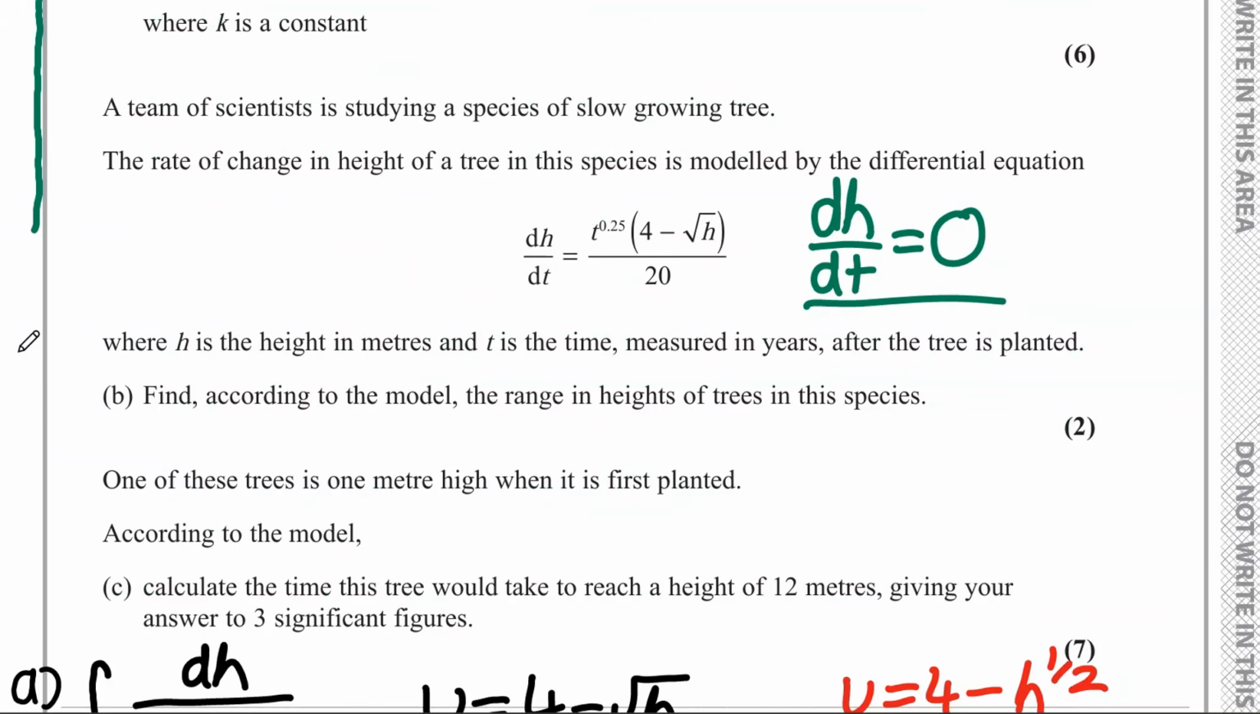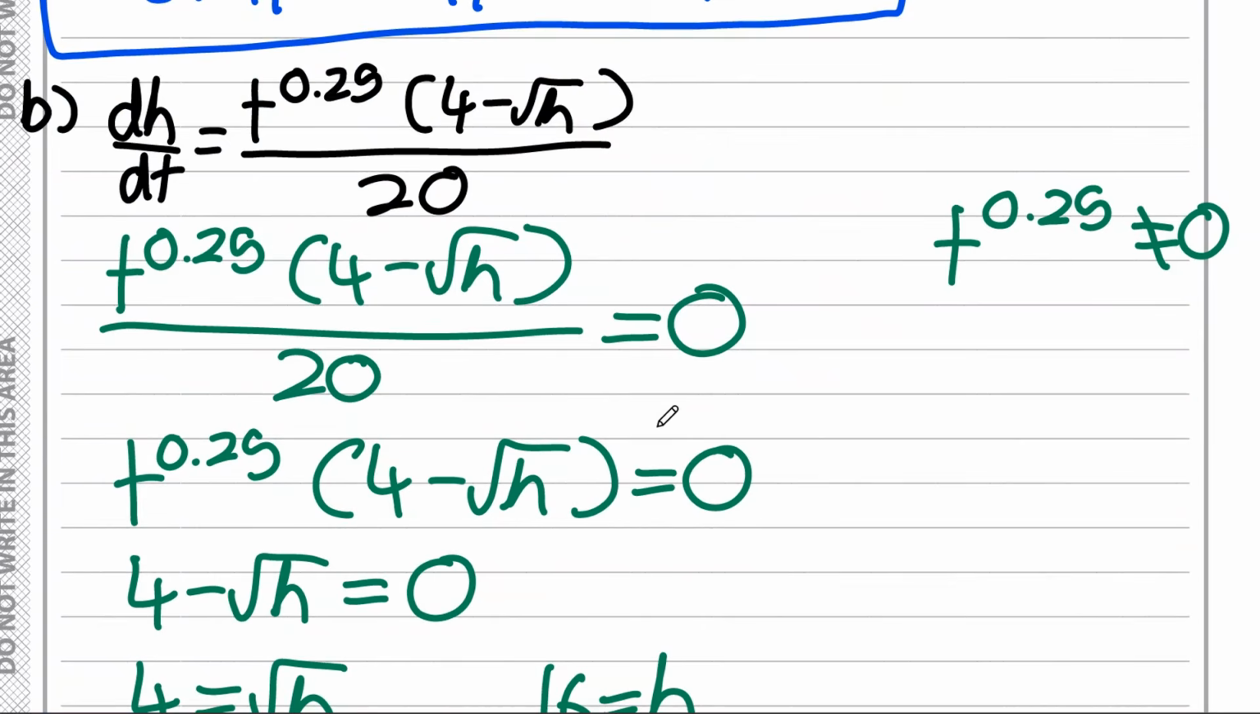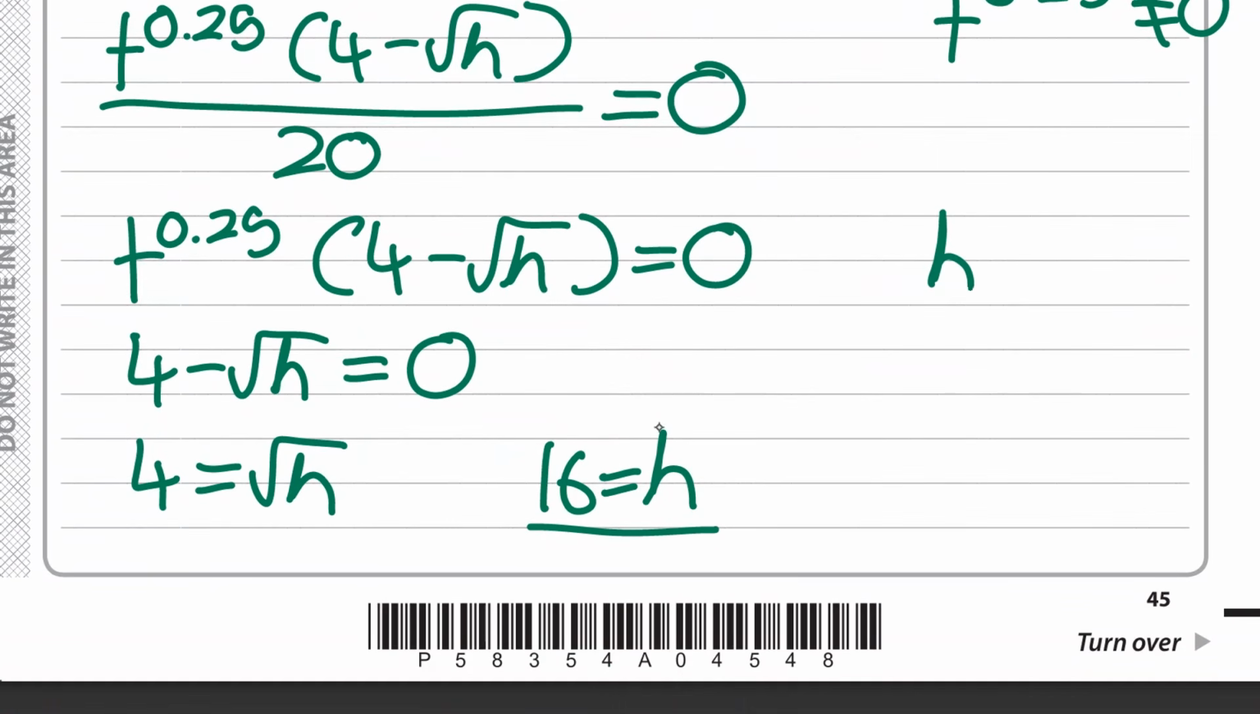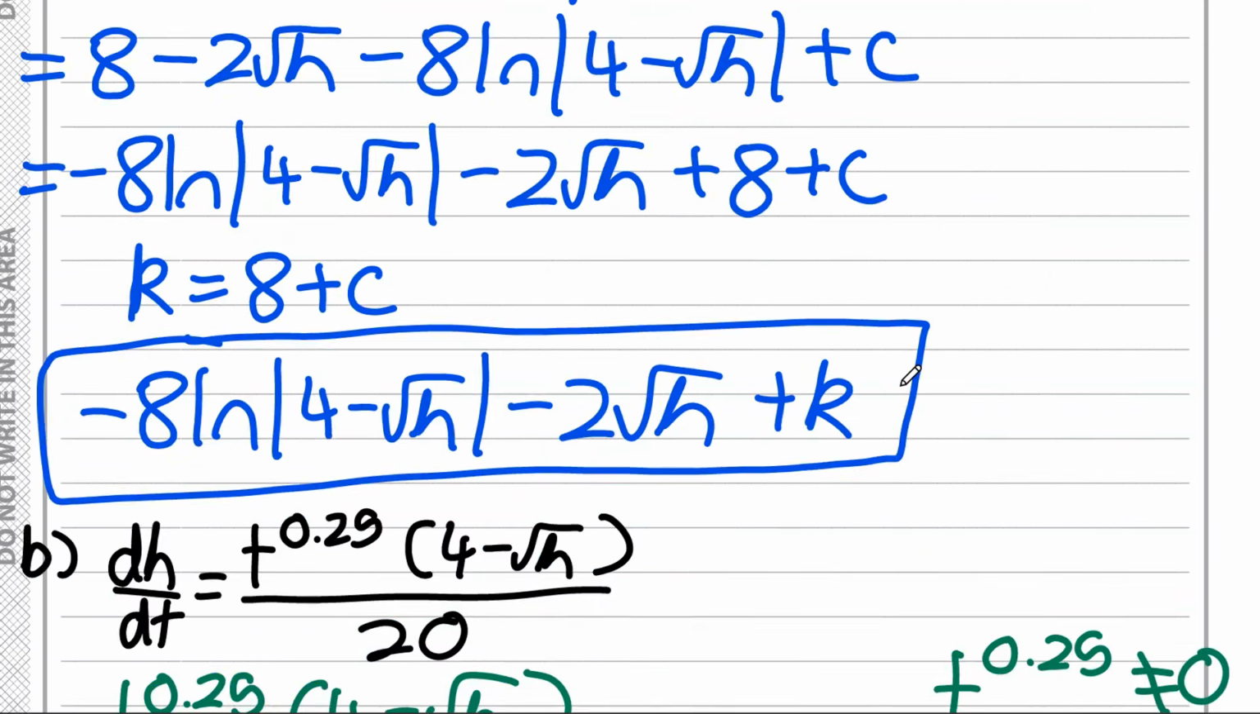Just quickly, I actually think this question is slightly badly worded because it says find the range in heights of trees in this species. When it says the word range, we know that the maximum height is 16, so we know that h is less than 16. When it says range, I'm presuming that it wants a lower range as well in terms of the minimum height that the tree could be.